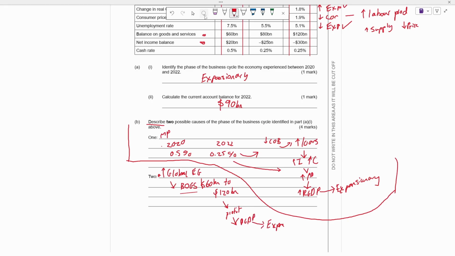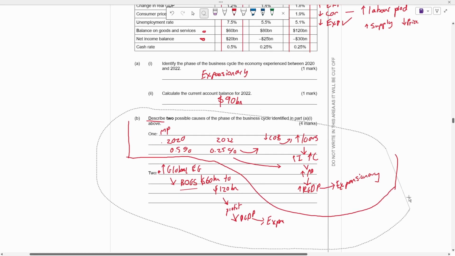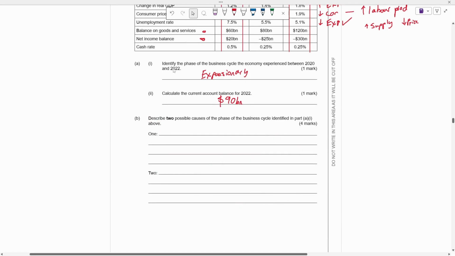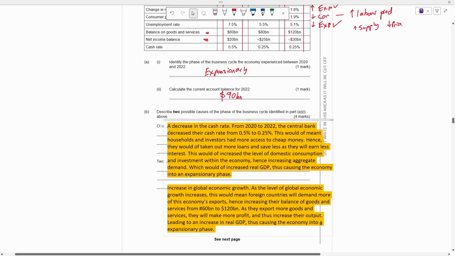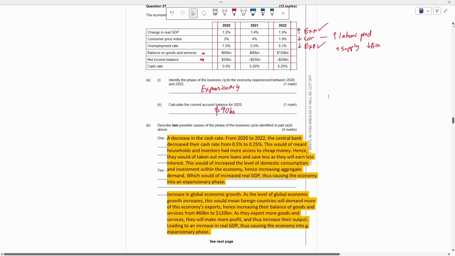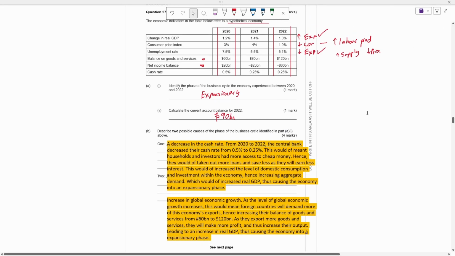So let me show you guys a sample answer. So here would be a sample answer. I talked about this would be the monetary policy. Talked about a decrease in the cash rate. I refer back to the indicators that were given. And then here I link it to how it would cause the economy into an expansionary phase. And then I do the same thing for the increase in global economic growth. Now let's go on to the next question.